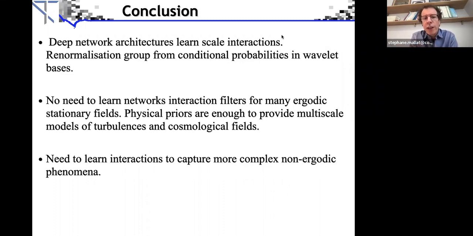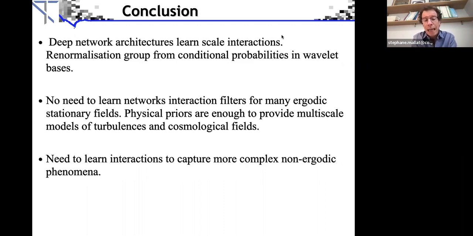Now, the important thing is that because this problem is simpler, you don't need to learn the networks when you have essentially an ergodic stationary field. And I do believe that one should be able progressively to capture most classical physical phenomena as long as we deal with ergodic stationary fields. So turbulence is a typical example, or the kind of fields you have in cosmology. But of course, there are beautiful problems to try to understand how these Hamiltonian expressions relate to the underlying microscopic models of the physics.